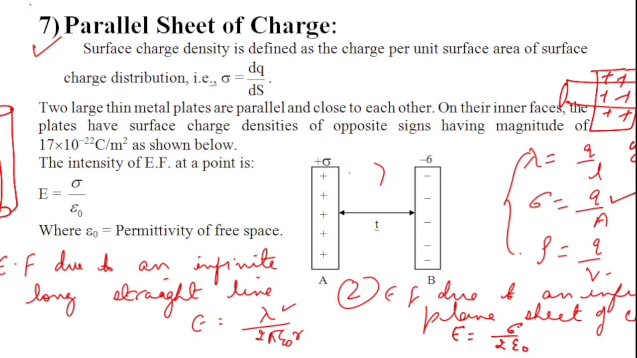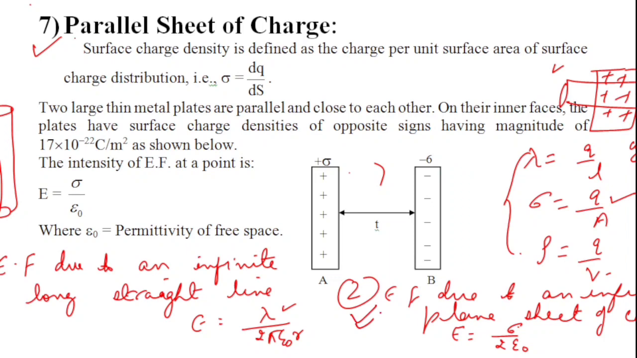Now here it is the parallel sheet of charge. It means there are two sheets kept parallel to each other. You know electric field due to plane sheet of charge. I already told you the electric field due to an infinite plane sheet of charge is sigma by 2 epsilon naught. Now you have to use this application to find the field for parallel sheets of charge.